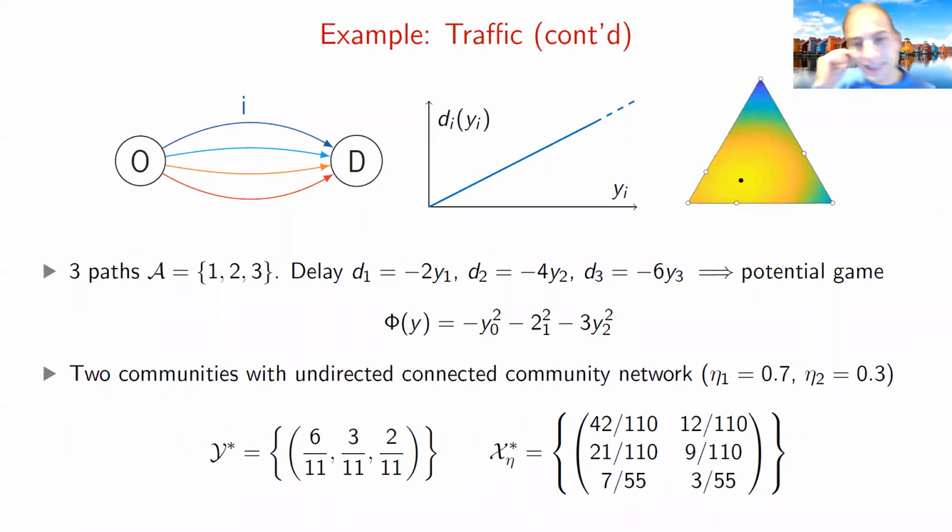Okay, so to better present these results, we can go back to our traffic example, which with this linear delay is a potential game, and for which, as we said, there is a unique Nash equilibrium that is in the interior. So all the assumptions of our theorem are verified if we take a connected, undirected community network. And for instance, we can take a network with 2 communities, and we find that there is a unique balanced Nash equilibrium.